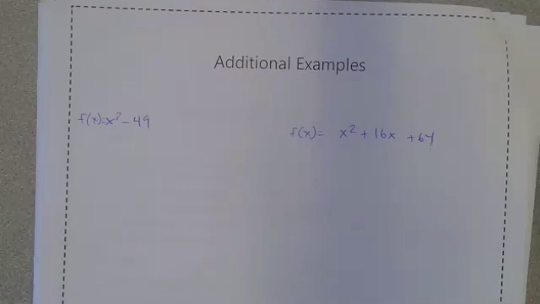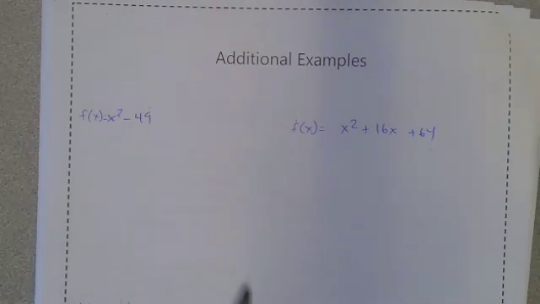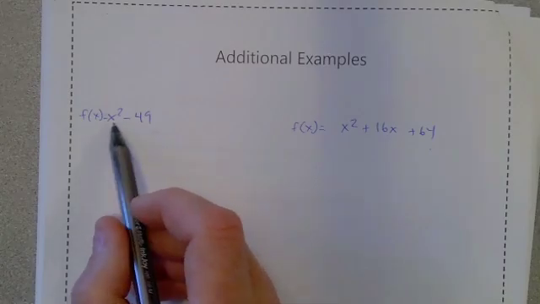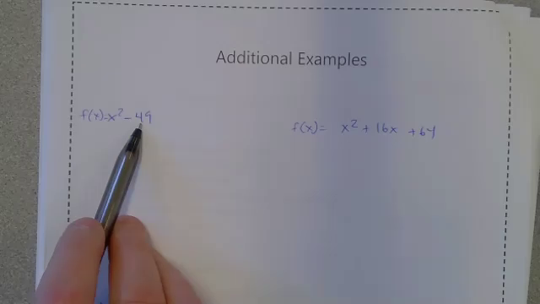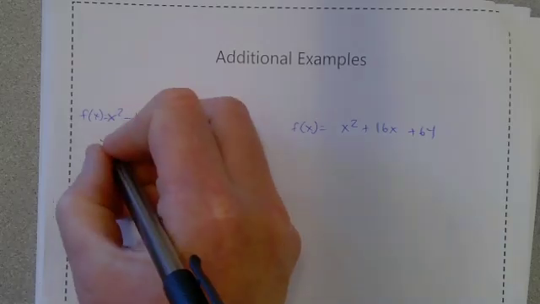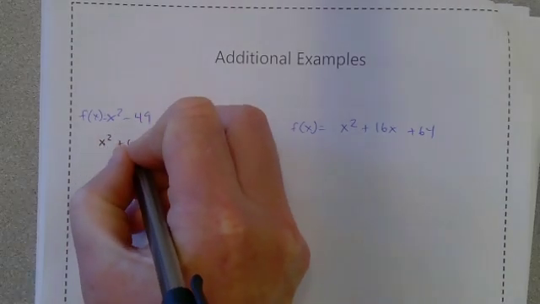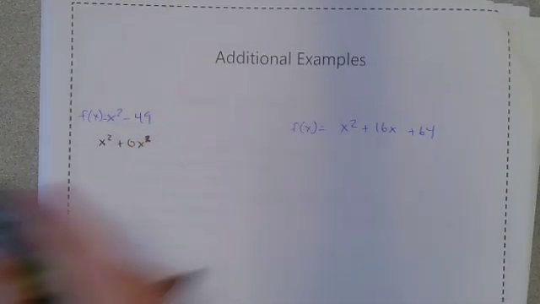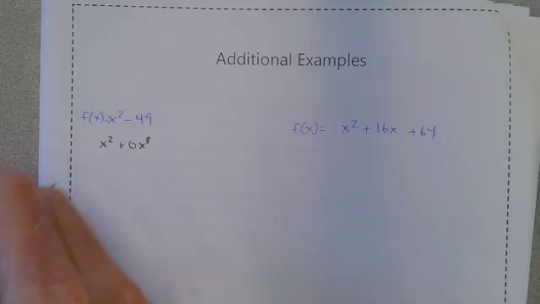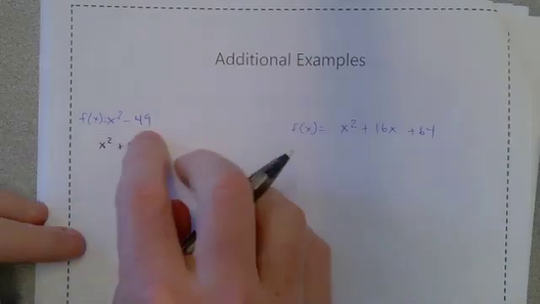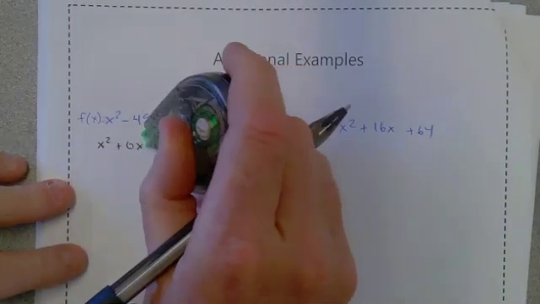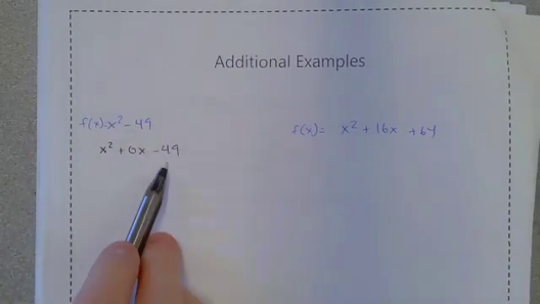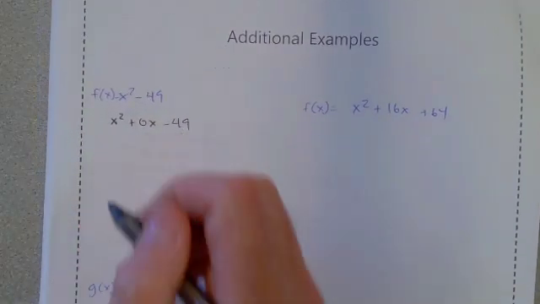All right, so we need to factor these. And if you remember from a couple units ago, a few weeks back, this is called the difference of squares. We can write it x squared plus 0x minus 49. What multiplies to 49 but adds up to 0?